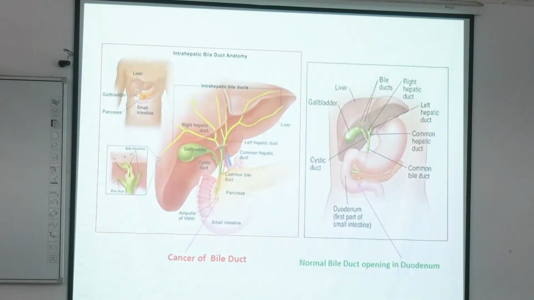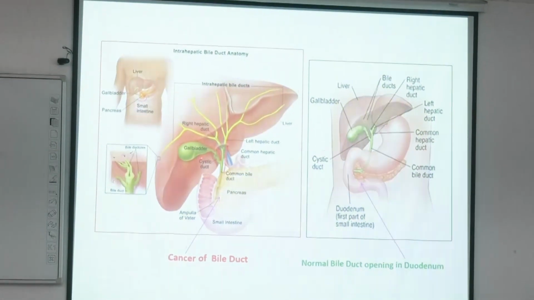So, there will be two ducts, the right hepatic duct and the left hepatic duct, and they will combine to form the common hepatic duct, through which the bile will enter into the gallbladder, where it will be concentrated. And when fatty food is taken, the gallbladder will contract and the bile will be expressed from the gallbladder through the bile duct into the duodenum.